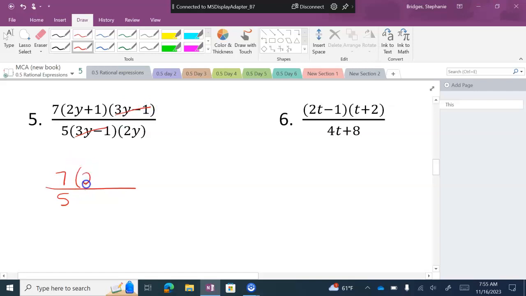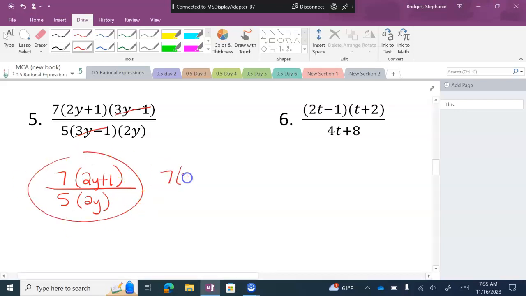At the top, I'm left with what? 2y plus 1. And at the bottom, I'm left with 2y. Can I cancel the 2y at the bottom with the 2y at the top? No, the 2y at the top is being attached to the 1. It's a term inside of parentheses, so therefore we cannot simplify. You can leave your answer just like that.